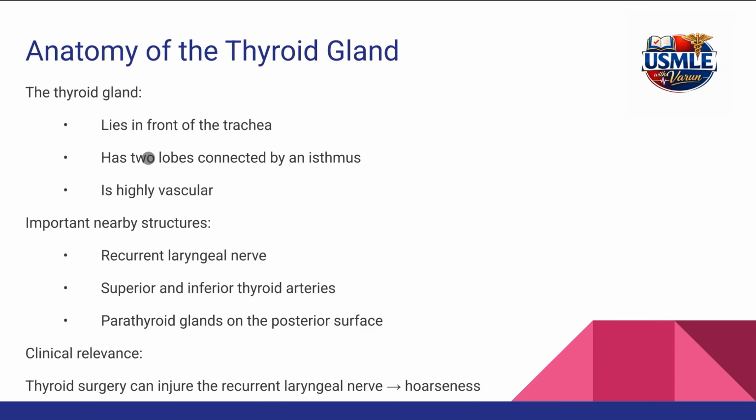Anatomy of the thyroid gland. The thyroid sits in front of the trachea and has two lobes connected by a fibrous tissue called the isthmus. It is very vascular, and it lies close to the recurrent laryngeal nerve and the parathyroids, which explains its surgical complications. Whenever we operate on a thyroid gland, we need to be cautious about the recurrent laryngeal nerve.